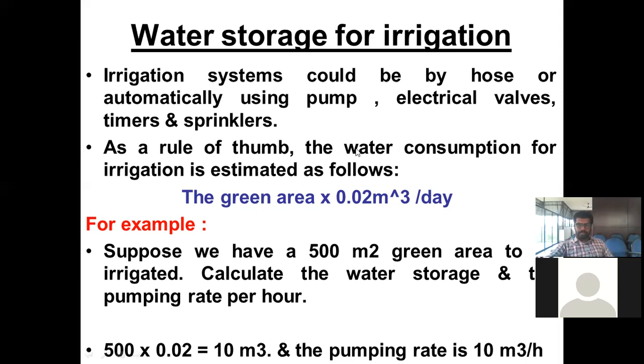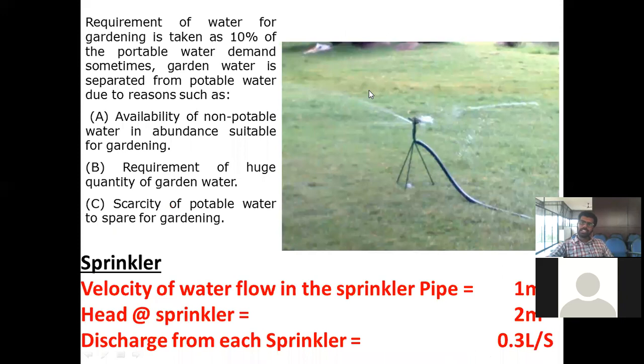Now, another important thing: if you are trying to design a sprinkler system for irrigation, you need the pipe size and how much the pressure should be, and you should be able to know all those things. Regarding this, the requirement of water, this is some general information that you need to know.